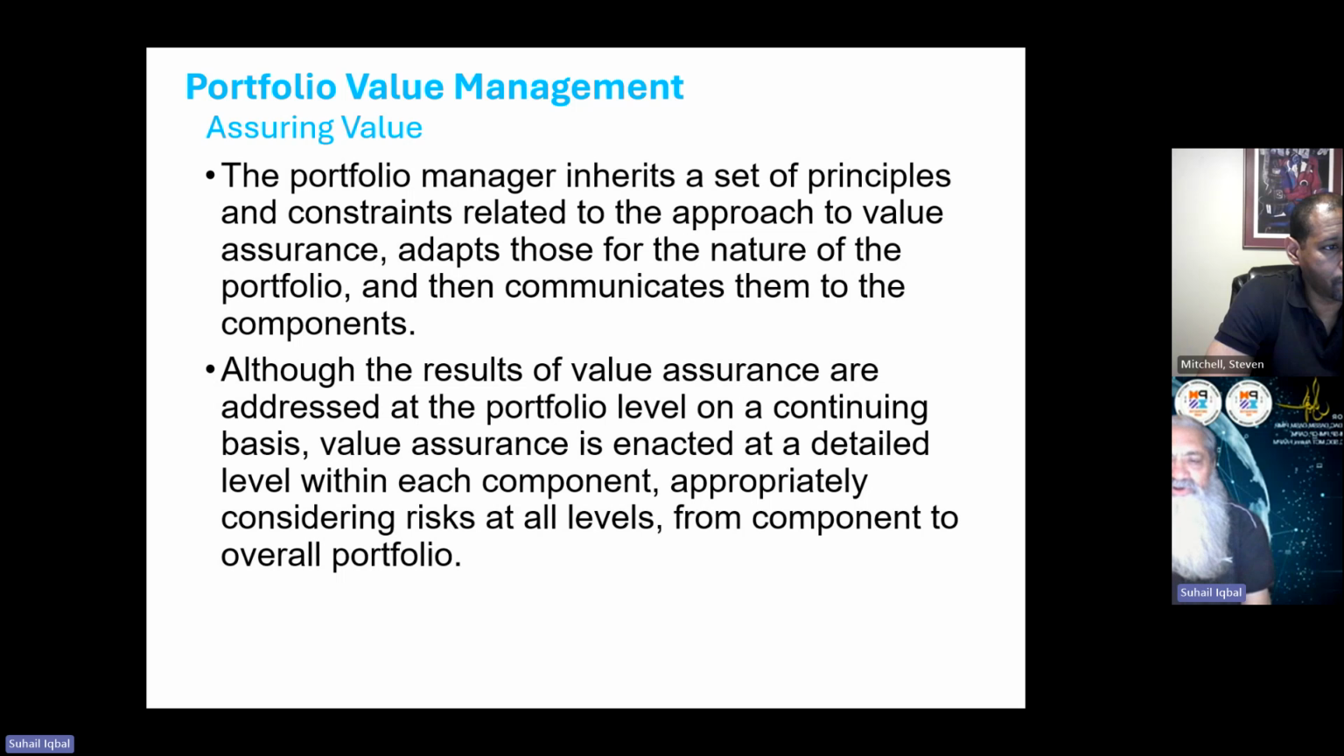Although the results of value assurance are addressed at the portfolio level on a continuing basis, value assurance is enacted at a detailed level within each component, that is, each program and project. The value is actually enacted there. So the tentacles of value assurance should go down to the component level, to ensure that everything happening will ultimately be generating the value.